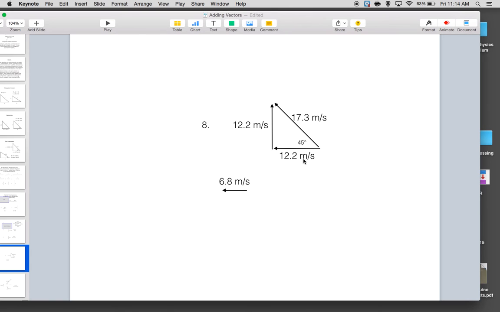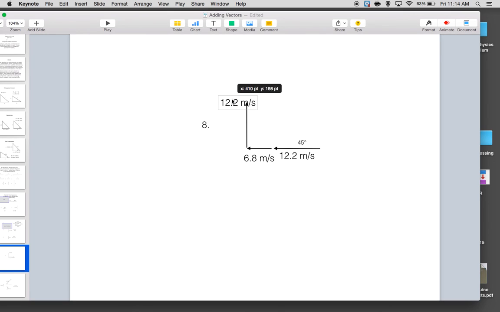And now everything's parallel and perpendicular. So this x component is now parallel to this 6.8. I can add using arithmetic. And then I can simply recombine these guys together to get the total resultant. Geometrically, it would look like this. I've got my x components being added together, and I've got my y component adding here, and the resultant is going to look like this.